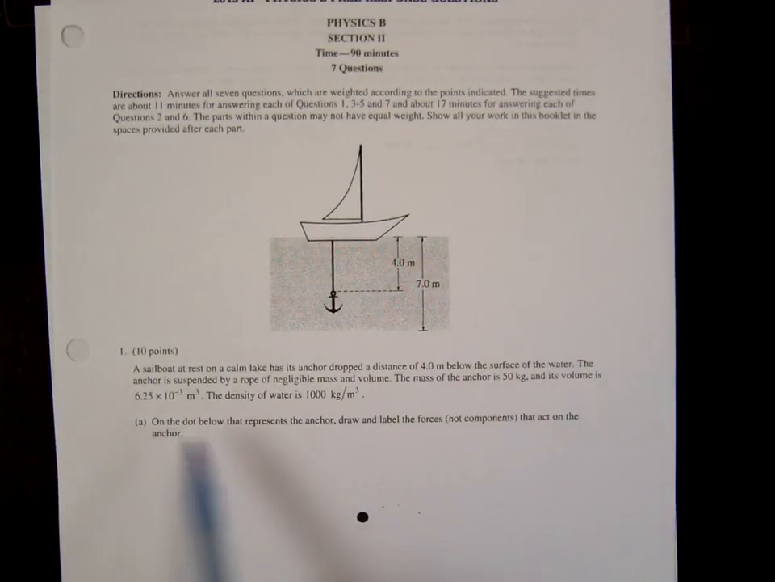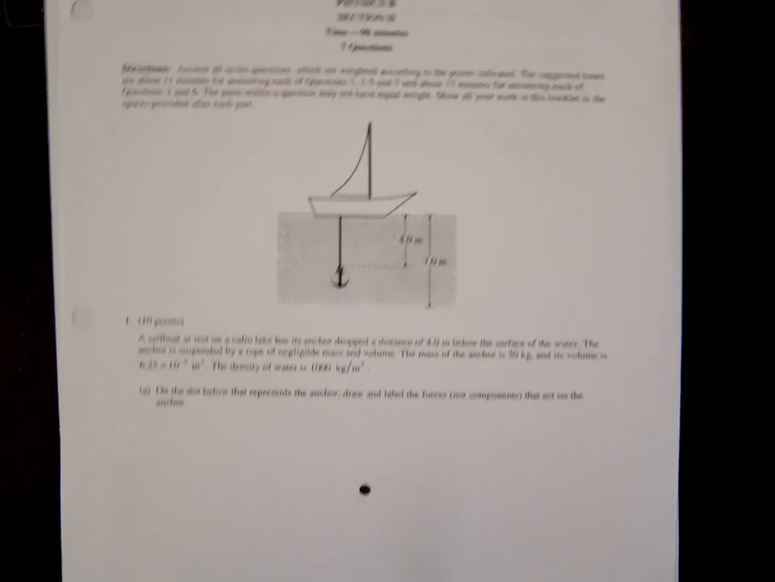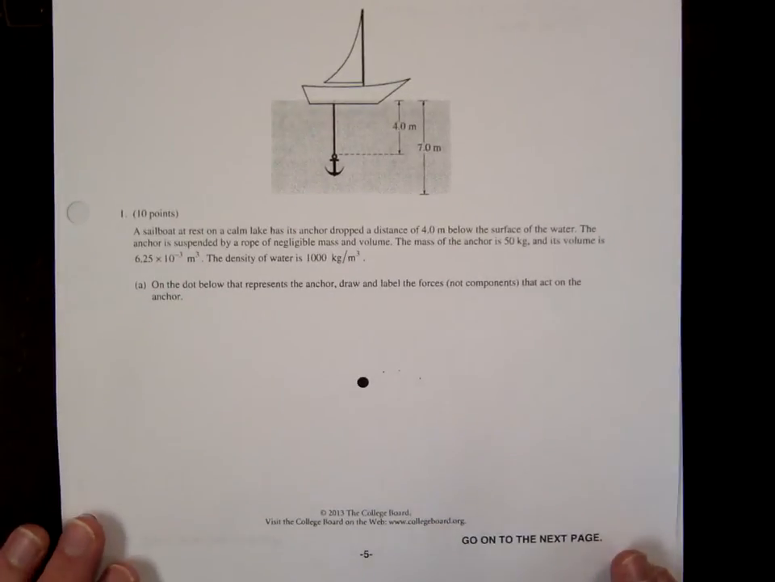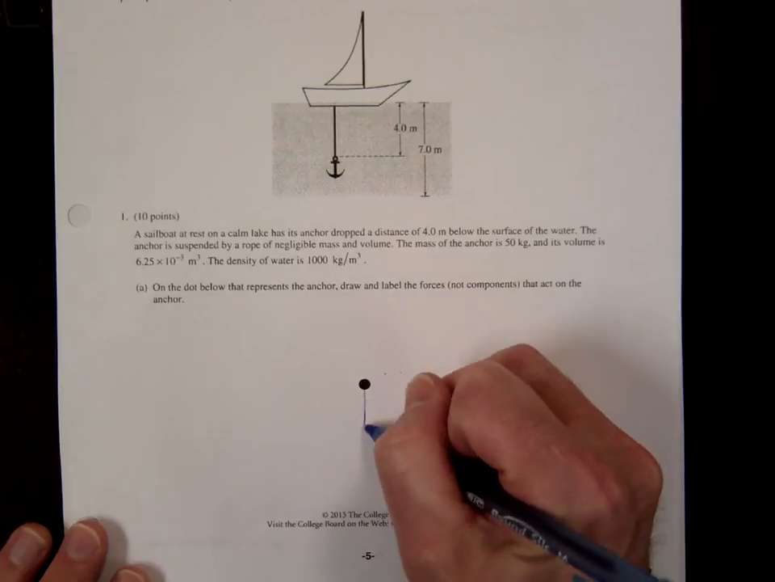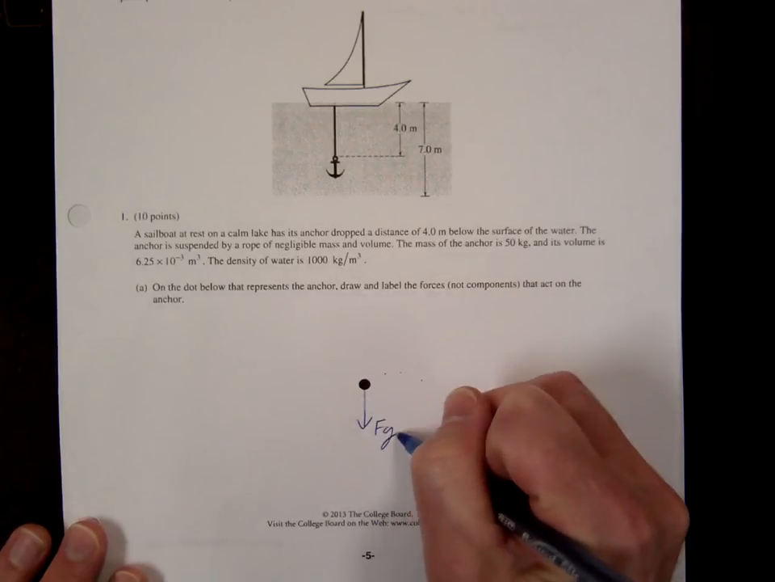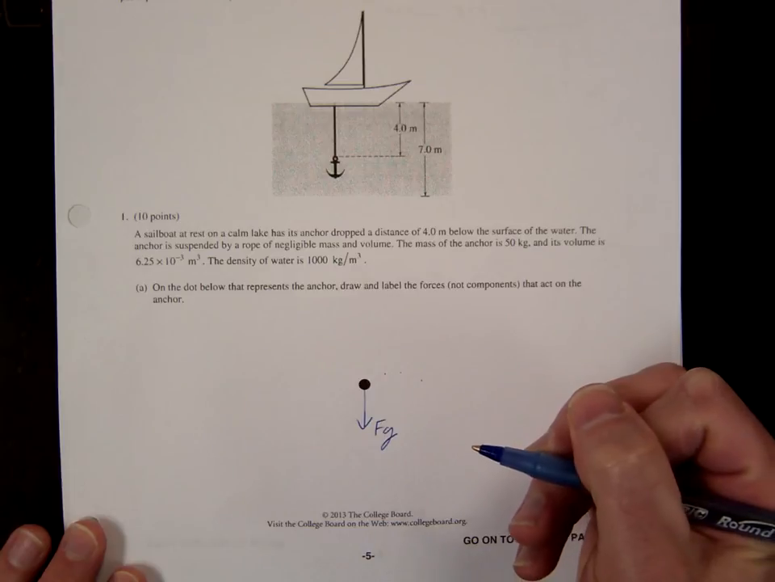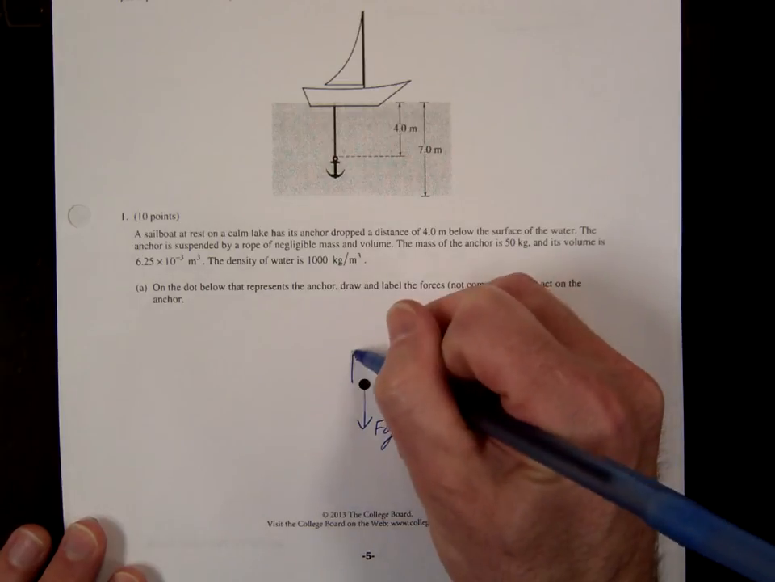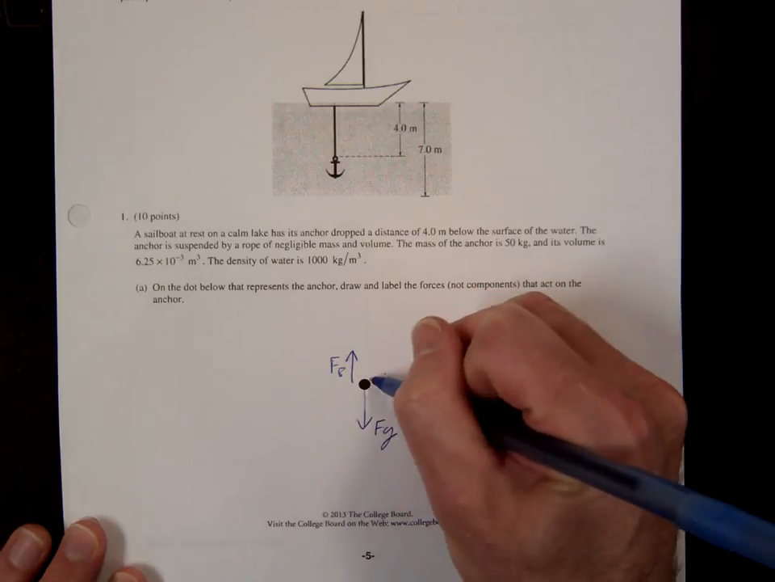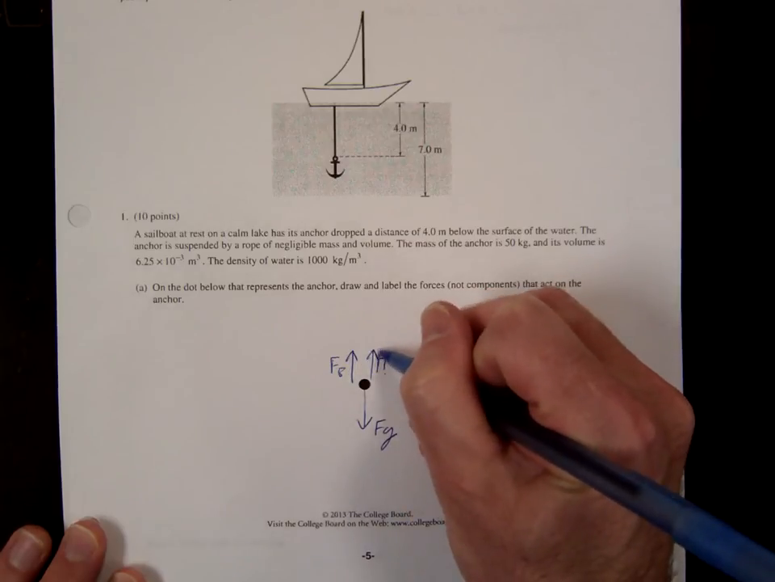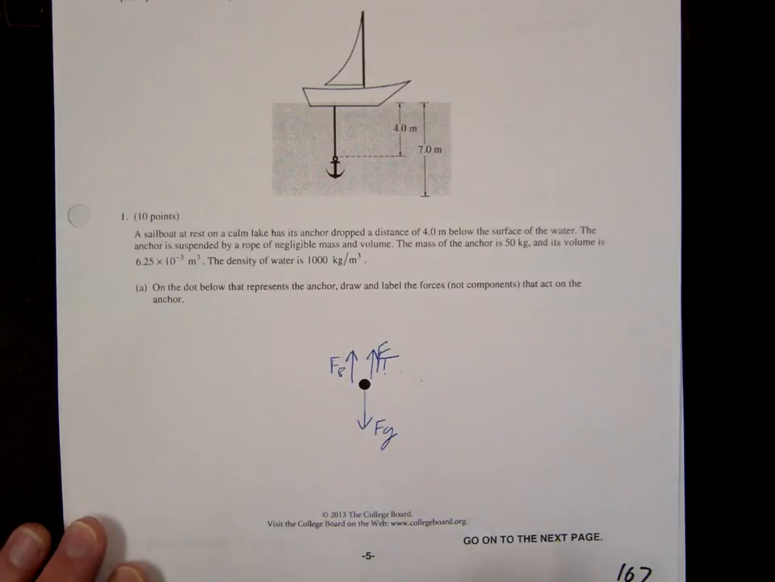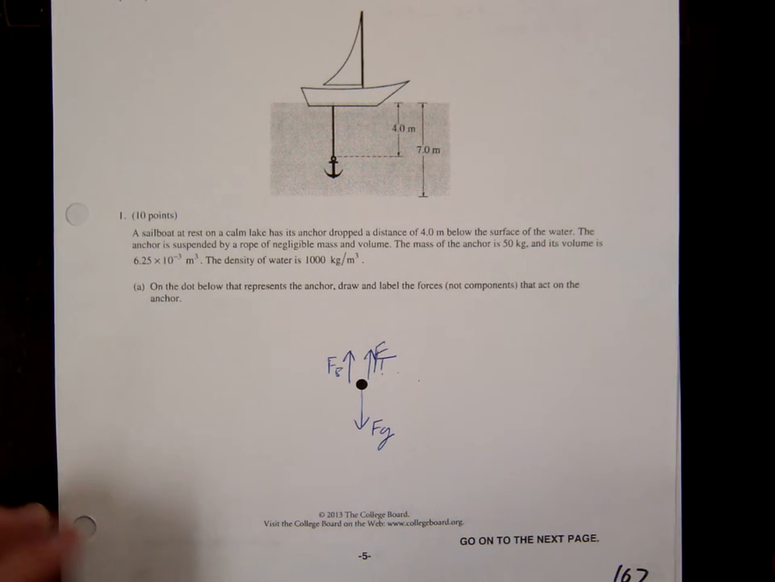Question 1. So here's the problem. We have our little anchor, we have our little boat. They give us a lot of info, right? So first of all, let's draw the free body on this. We have gravity coming down, Fg. What else do we have? Buoyancy force going up, F sub B, and the tension in the rope, F sub T. Those three, that's it. Basically 3 points, 1 for each. Look, you almost got a 3 if you got that one right.